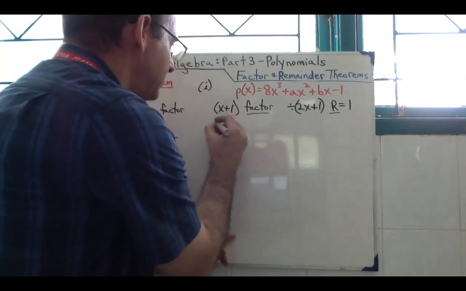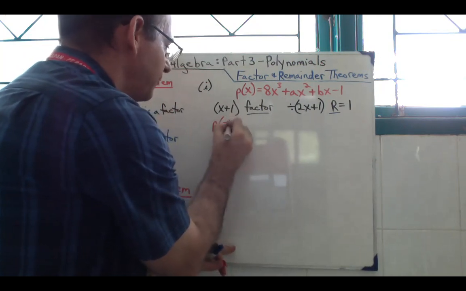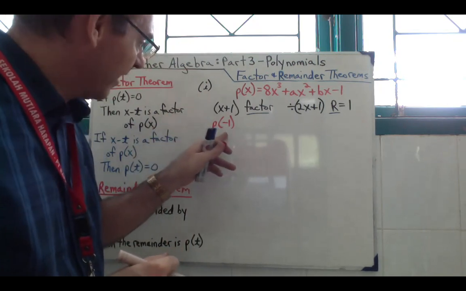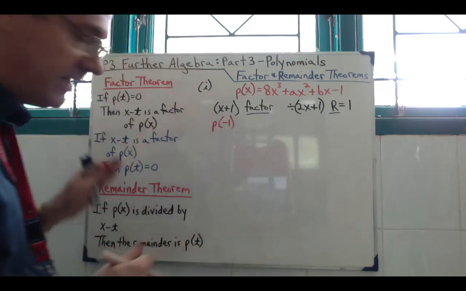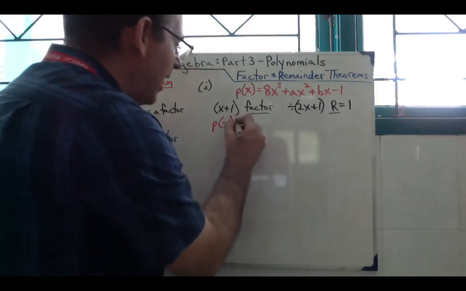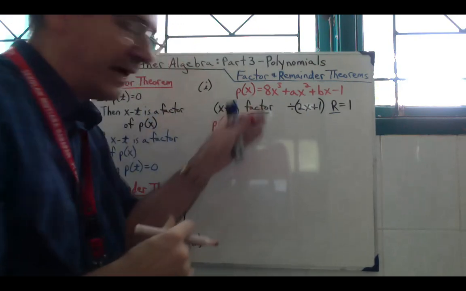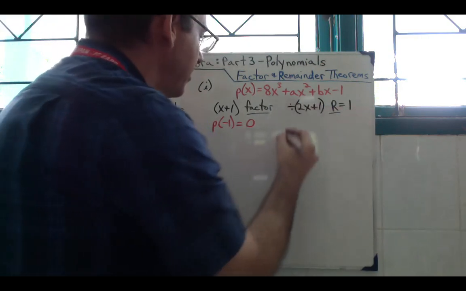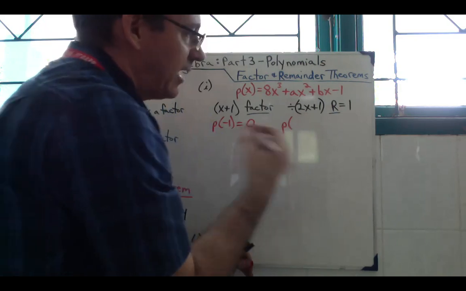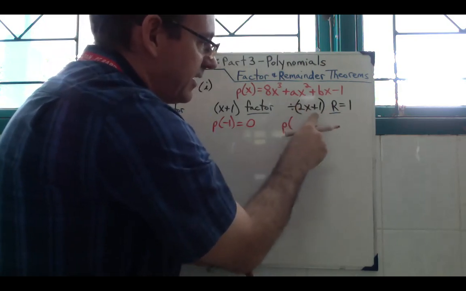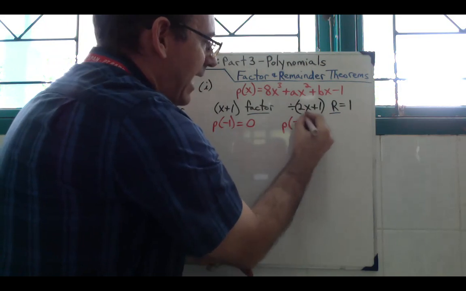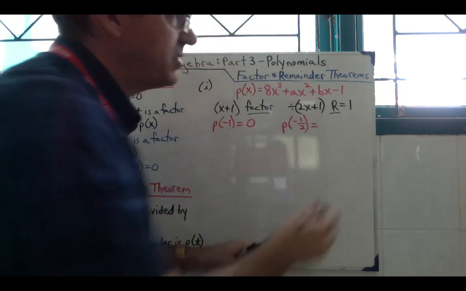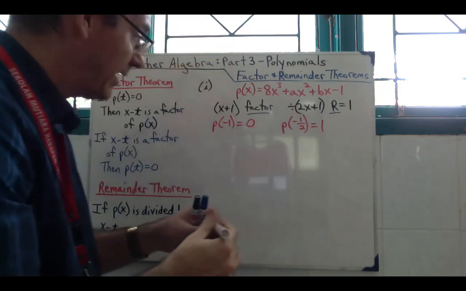So this translates into our p of -1. Again, you solve the factor to find the value, and this is the t that's being referred to in the theorem. And this equals 0 because it's a factor, which means it divides evenly. There's no remainder. Then the remainder theorem means when we evaluate p for the solution to 2x plus 1, which is -1/2, the result of this evaluation will be the remainder, which is 1.